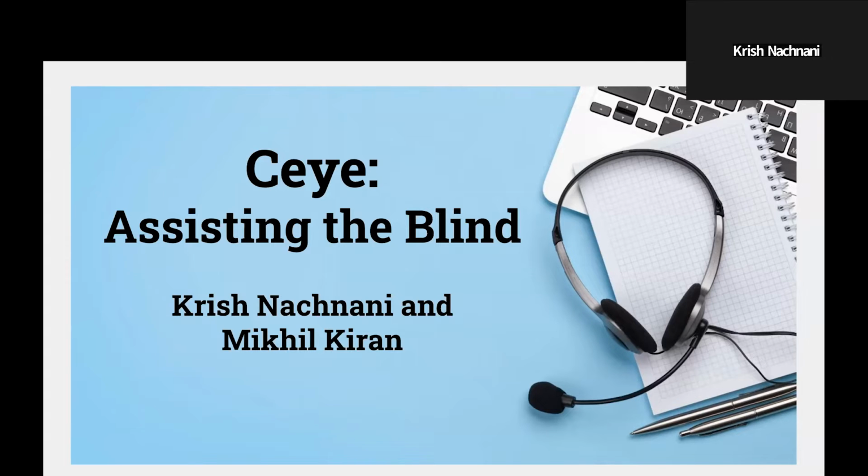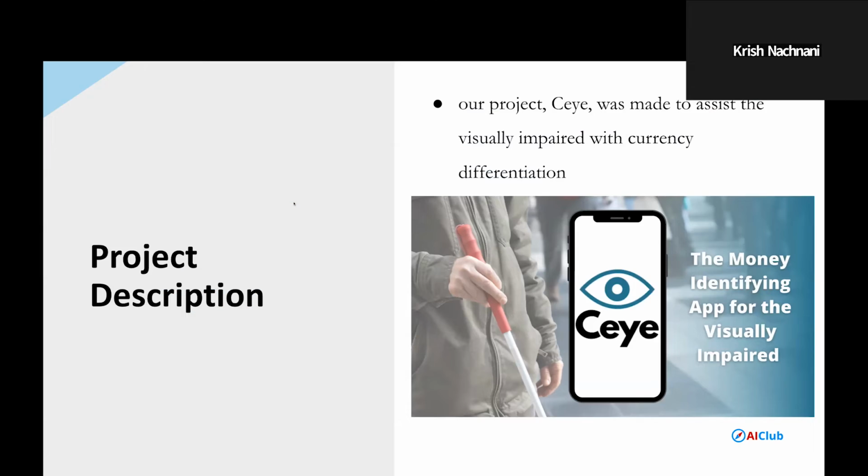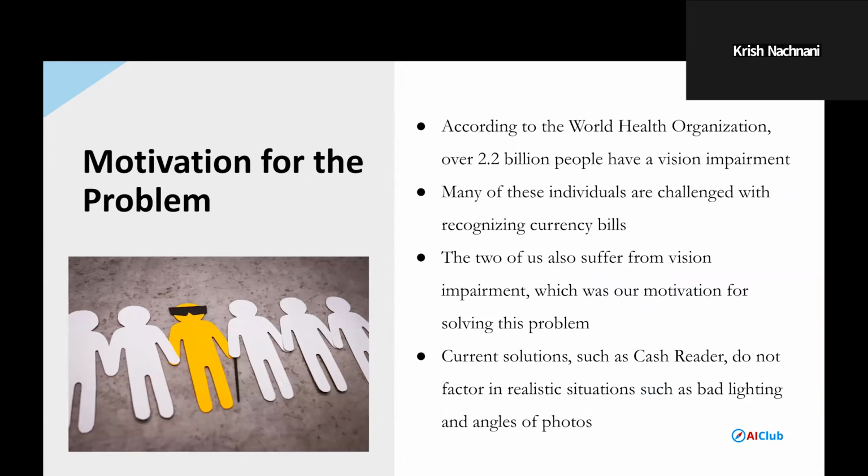What was our motivation for this problem? Well, according to the WHO, over 2.2 billion people have a visual impairment across the world. Many of these individuals are challenged with recognizing currency bills on a day-to-day basis. The two of us also happen to suffer from visual impairment, which was our main motivation for solving this problem. Current solutions, such as Cash Reader, do not factor in realistic situations such as bad lighting and angles of photos.